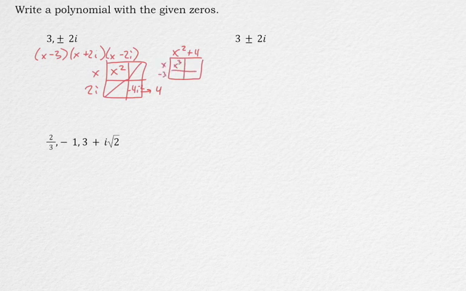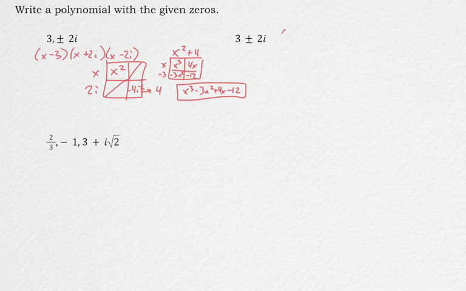So this gives me x cubed, this would be 4x, negative 3x squared, and negative 12. So my final answer is just x cubed minus 3x squared plus 4x minus 12. The next problem looks very similar, but it's 3 plus or minus 2i. This is just 2 complex numbers. So my final answer is going to be a quadratic equation.